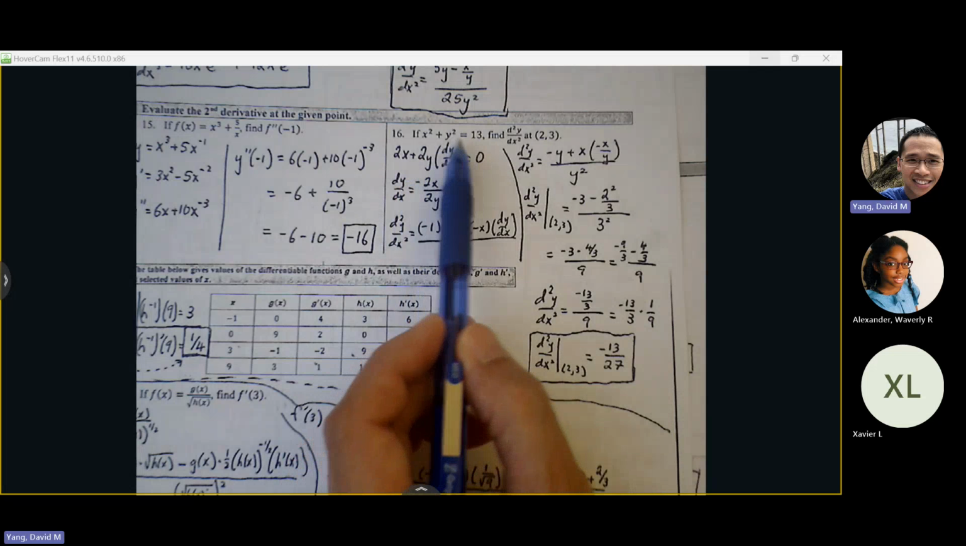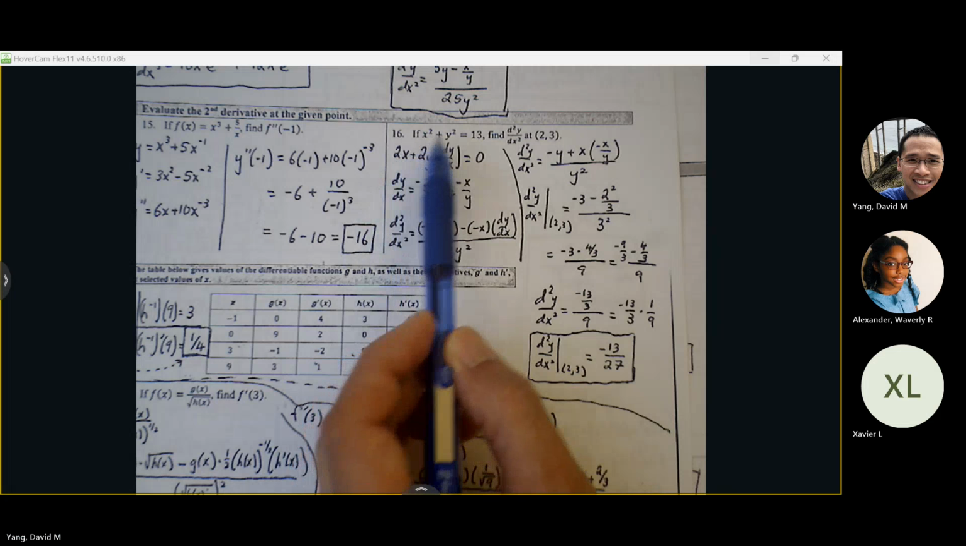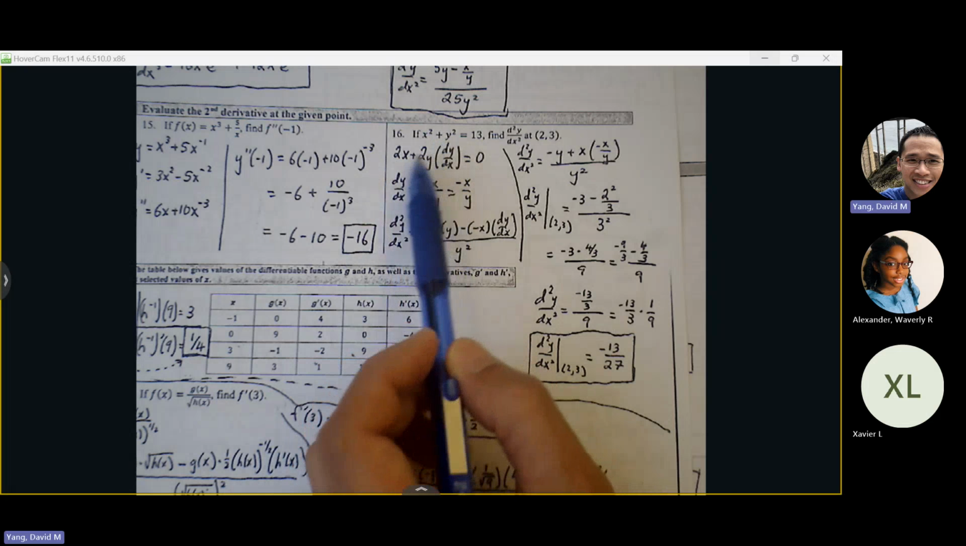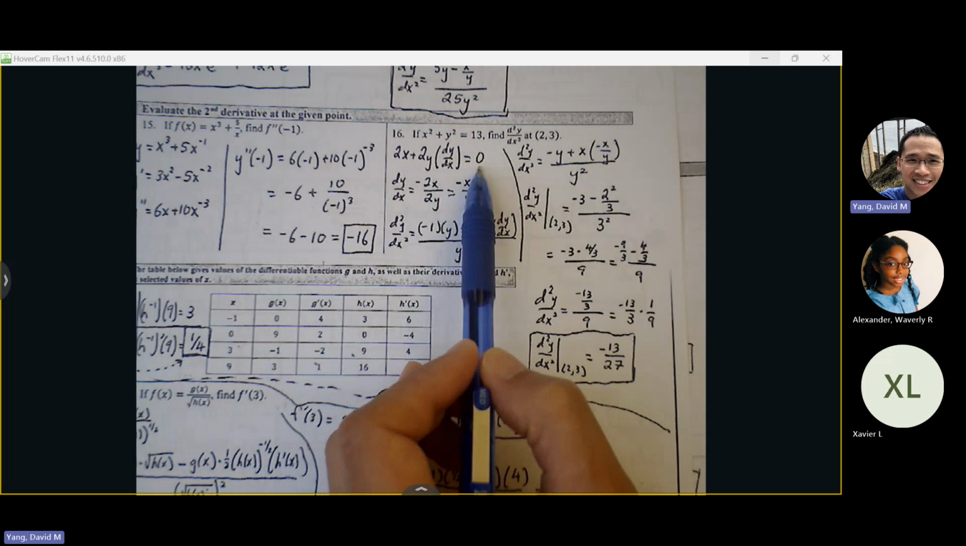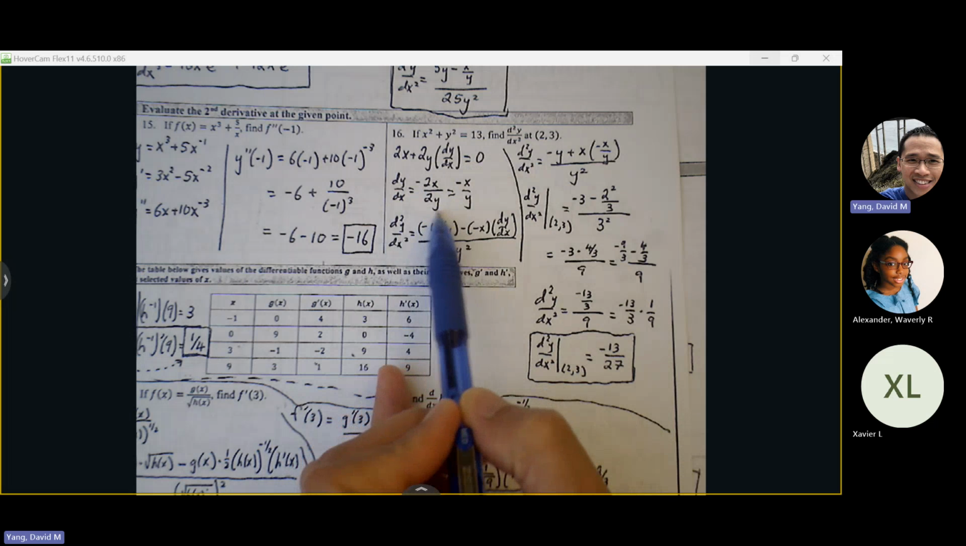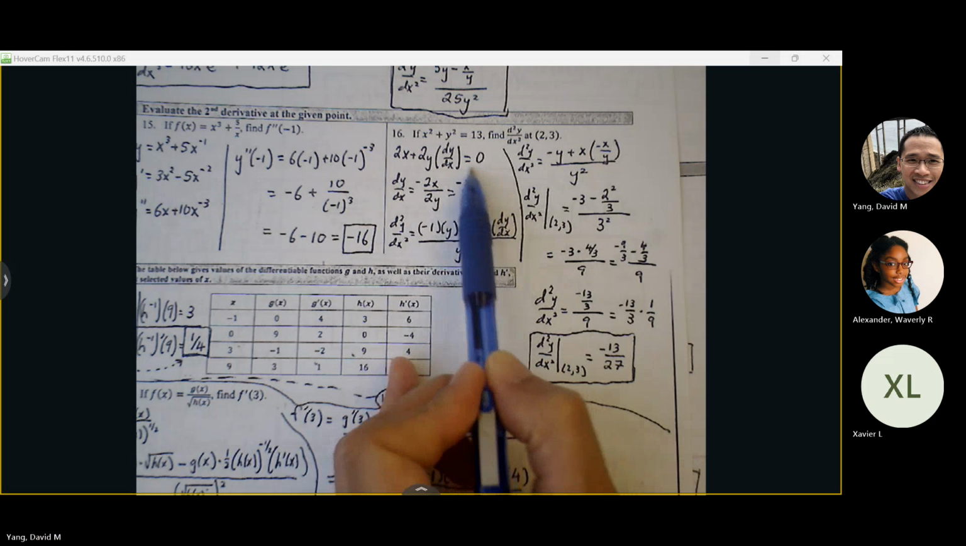Okay, so 16, I went through first derivative. I know there's implicit going on here. So 2x plus 2y dy dx equals 13 goes to 0. And now I'm just trying to solve for dy dx, which is negative x over y. So that's my halfway point.